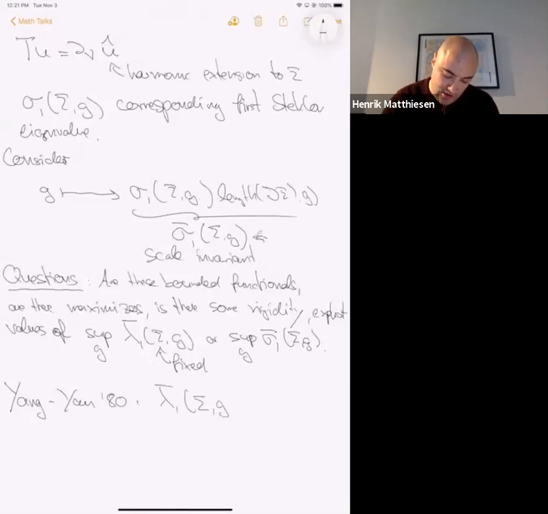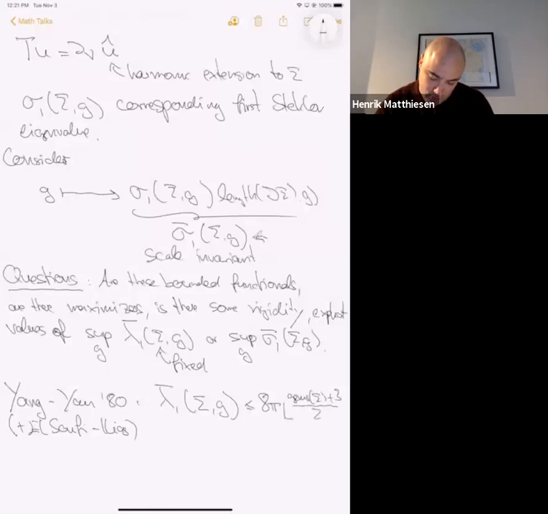this quantity is bounded purely in terms of the topology of Sigma, namely by 8 pi. Now the version I'm writing down actually has some improvement in the constant, which I'll come back to later, which says that you can put the genus of Sigma plus 3, divided by 2. Yang and Yau had something slightly different here, but that's easy to improve once you know what to do.